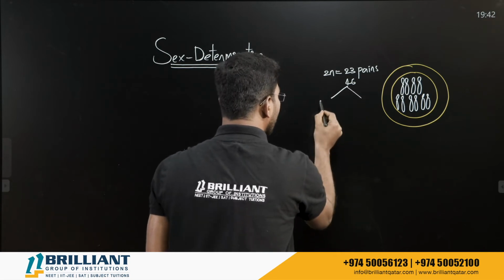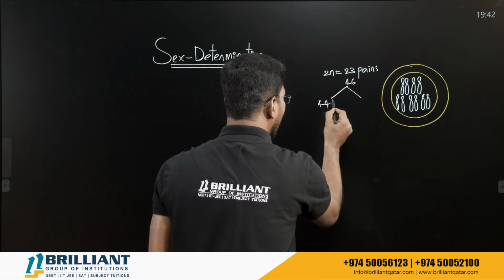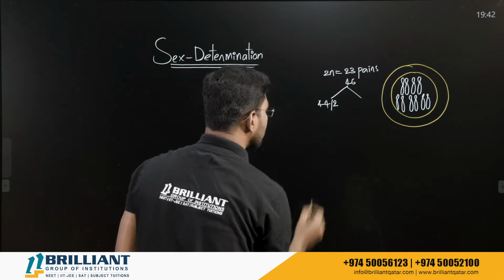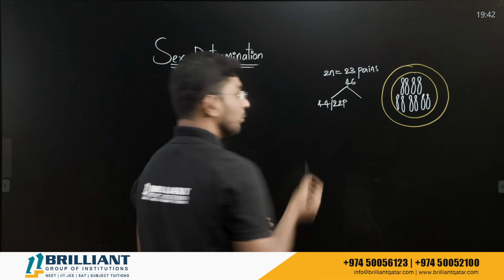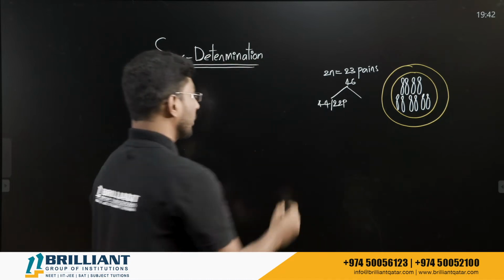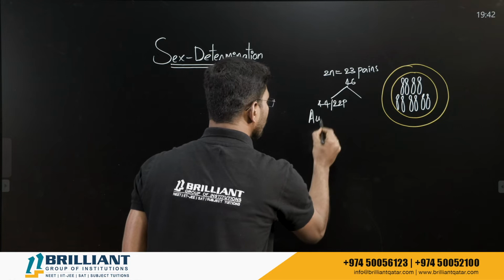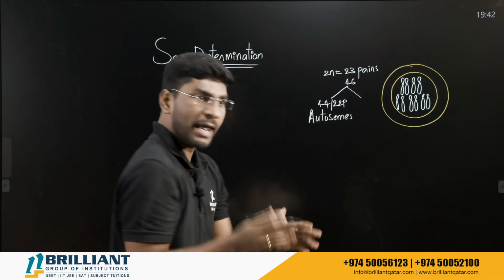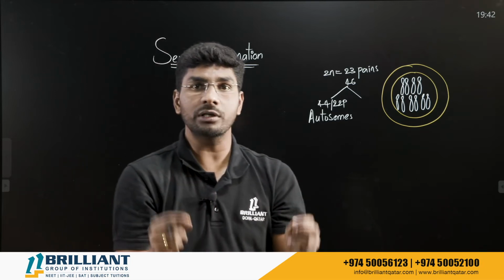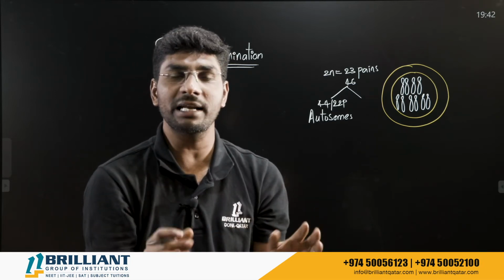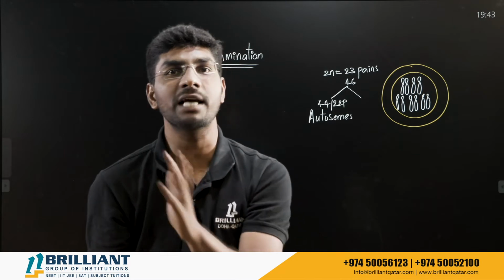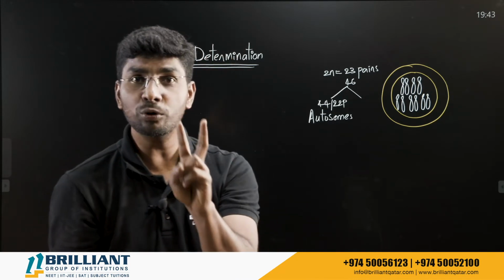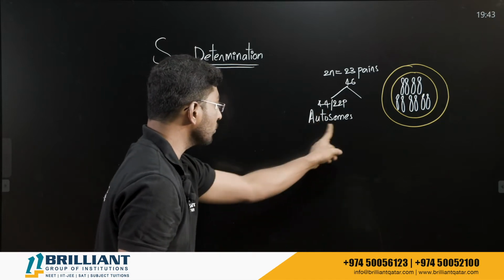What are they? First, 44 chromosomes, or I can also say 22 pairs of chromosomes, we call autosomes. These autosomes are the same in male and female, and moreover, autosomes will not participate in the determination of sex of the young one. You got my point? So 44 chromosomes are autosomes, and two chromosomes are left.